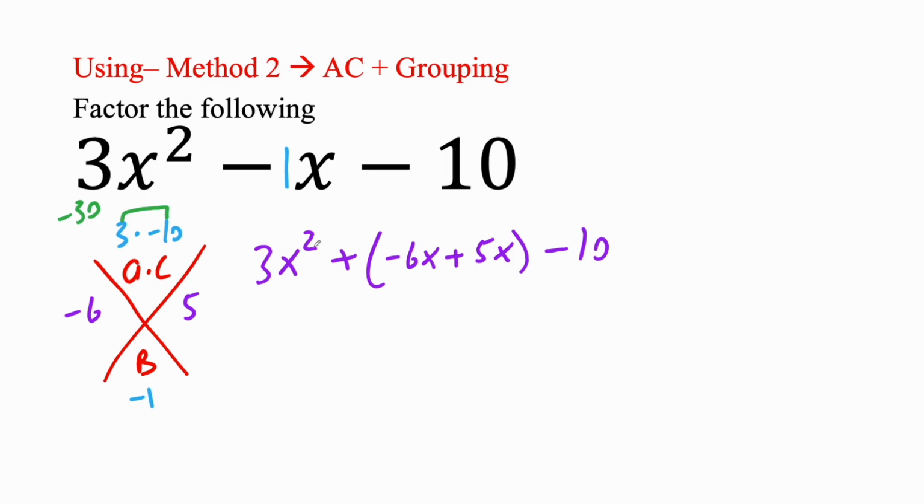Alright, now we're about to see the grouping step. So we're going to group the first two pieces and the last two pieces. So we have 3x squared minus 6x. In between, put a plus sign, parentheses, 5x minus 10.